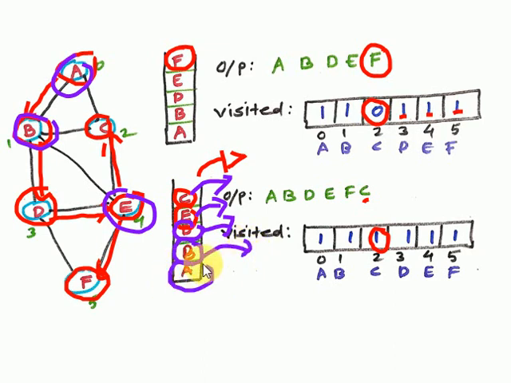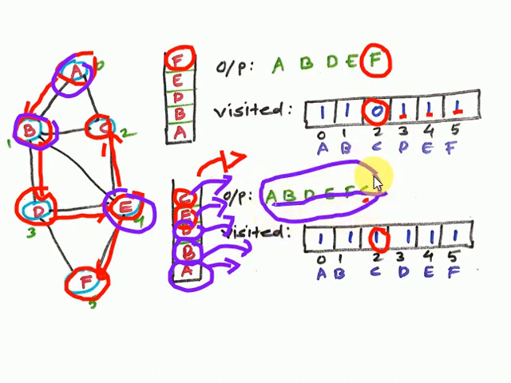For vertex A, all the connected vertices we have visited. So we'll pop the vertex A. And ultimately our stack becomes empty and we'll get the final output as A, B, D, E, F, C.